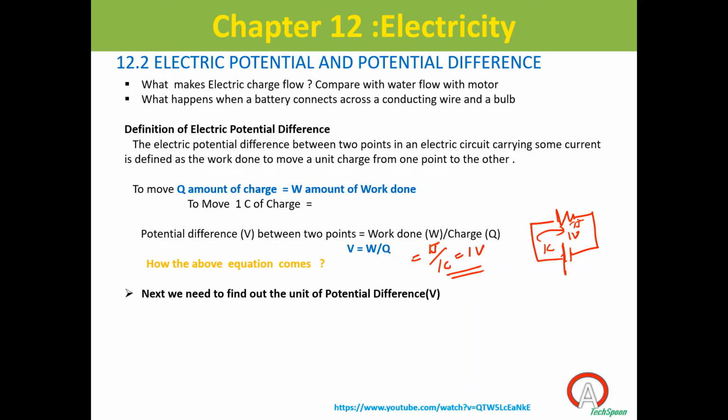If I want to move 1 coulomb of charge from point A to point B, and 1 joule of work or 1 joule of energy is required to move that 1 coulomb of charge, then we can say the potential difference between the 2 points is 1 volt. Okay, clear?